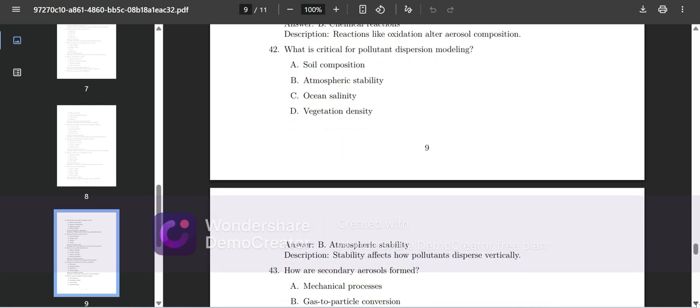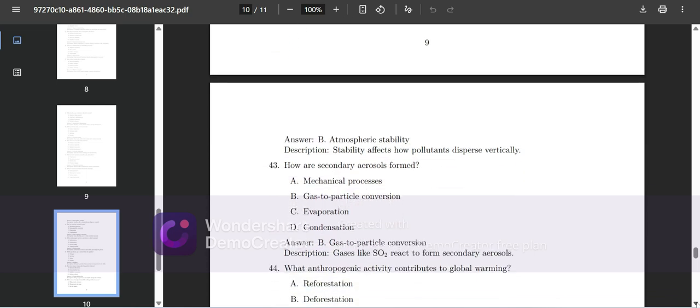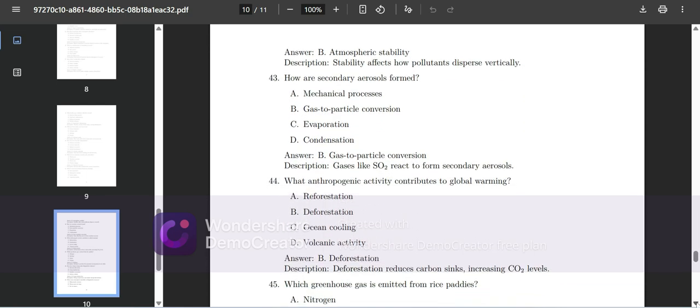What is critical for pollutant dispersion modeling? Atmospheric stability. Stability affects how pollutants disperse vertically. How are secondary aerosols formed? Gas to particle conversion. Gases like sulfur dioxide react to form secondary aerosols.